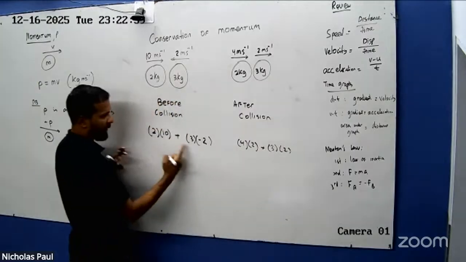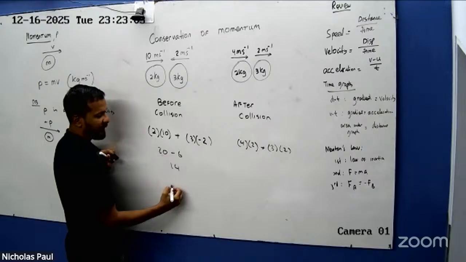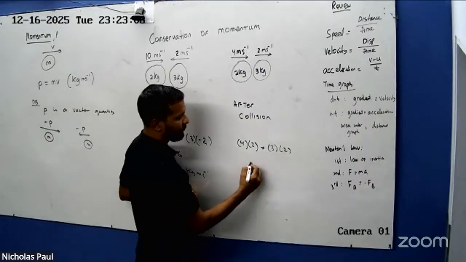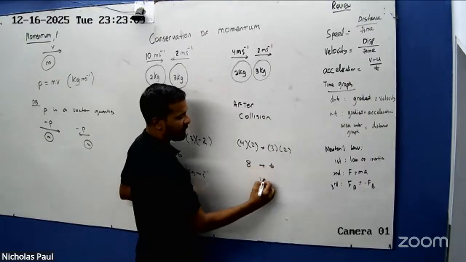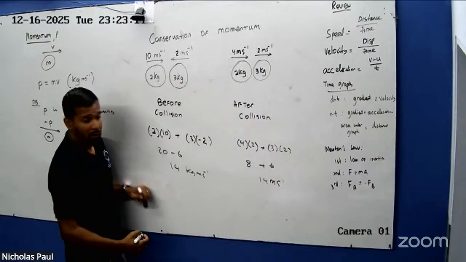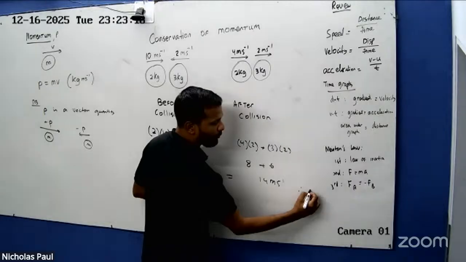So let's work out this. This is 20 minus 6, which is 14 kg m s^-1. What about here? 8 plus 6, which is 14. That's okay? So the momentums are equal. Therefore, we know it conserves.